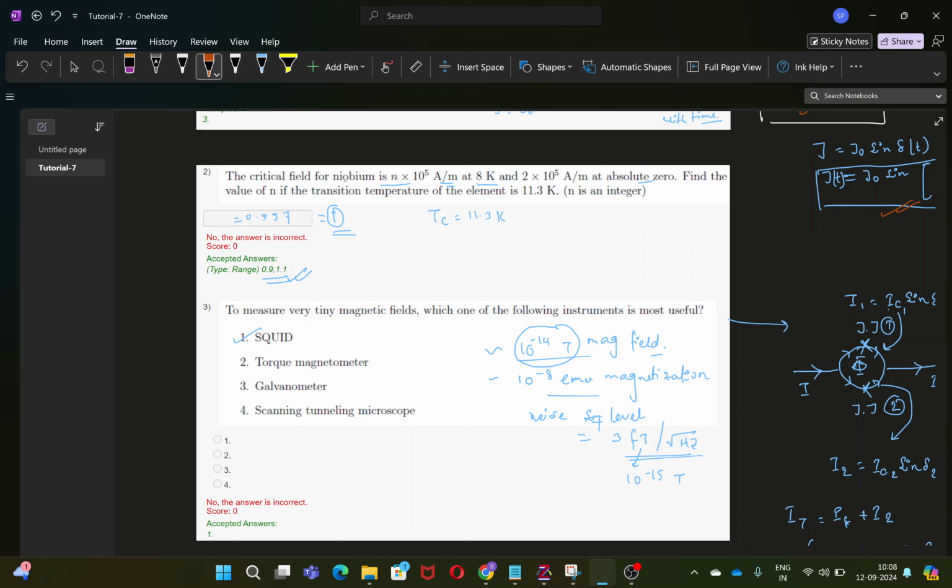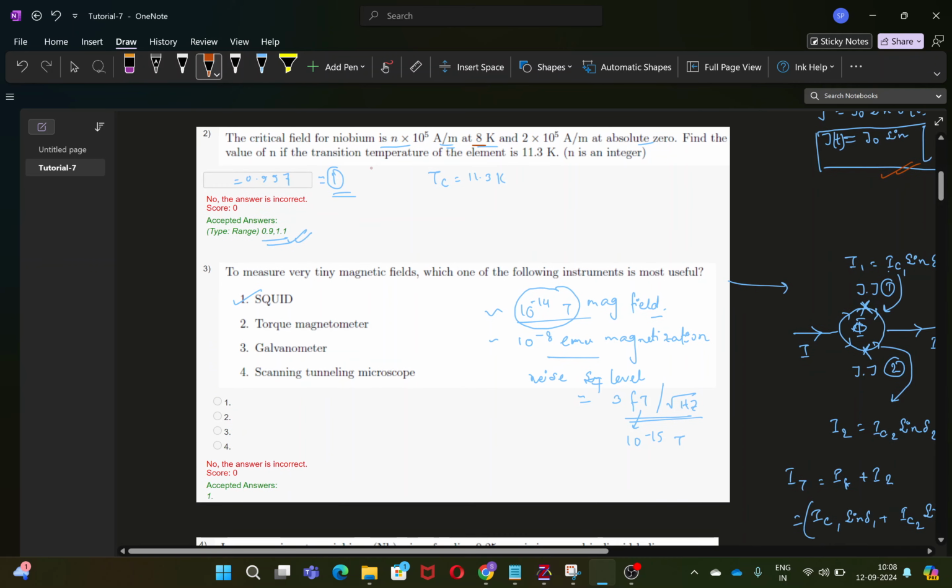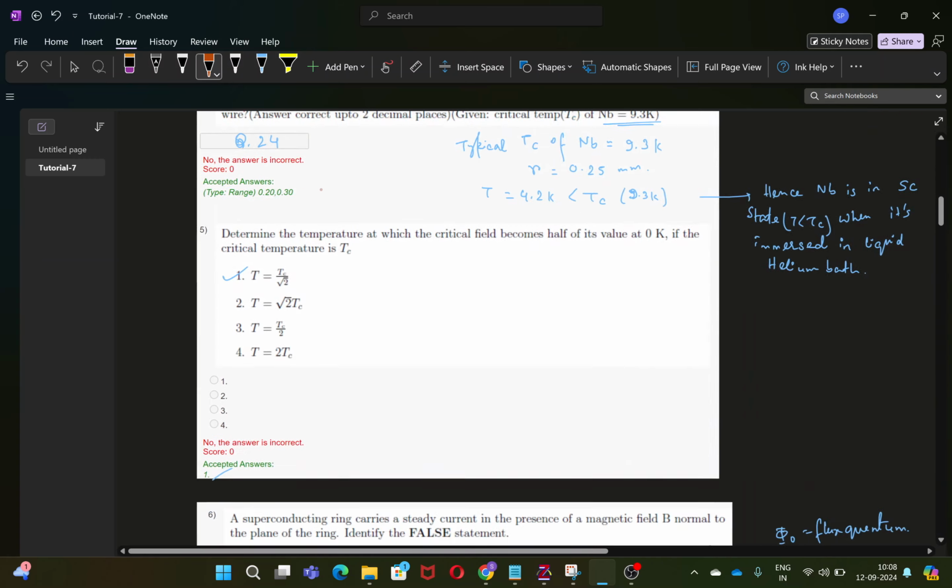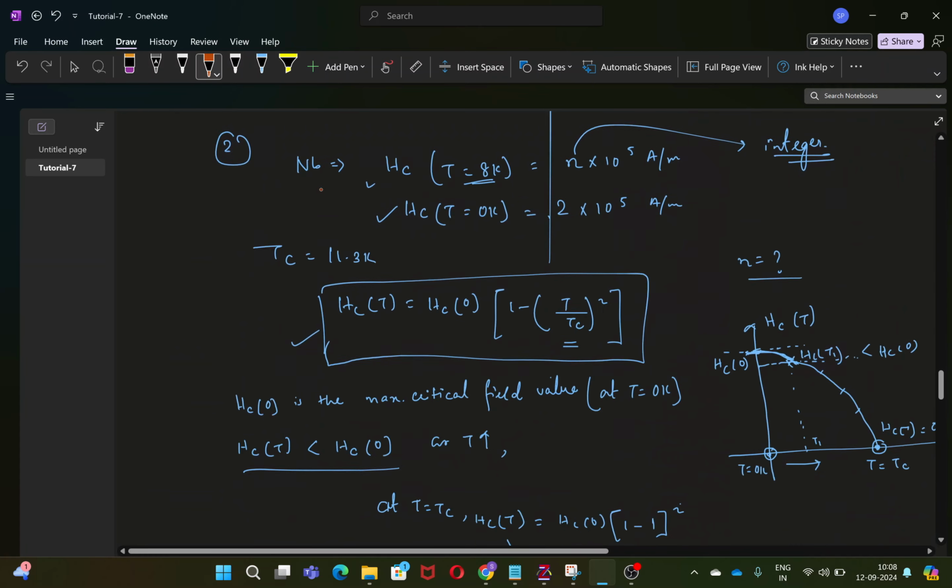Okay, so it is asked that the critical field for niobium is n into 10 to the power of 5 ampere per meter at 8 Kelvin and 2 into 10 to the power 5 ampere per meter at absolute 0. Then find the value of n if the transition temperature of the element is 11.3 Kelvin and given that n is an integer. So you have to give an approximate answer. So let us go to the solution I had done before.